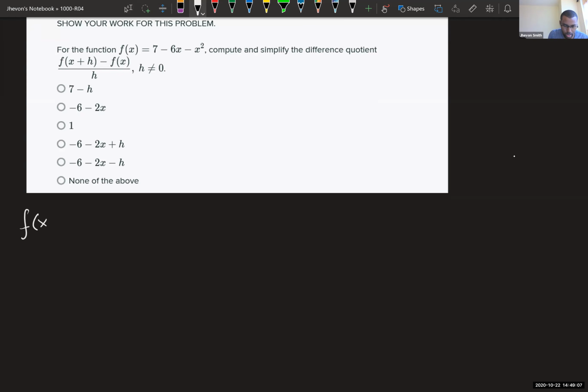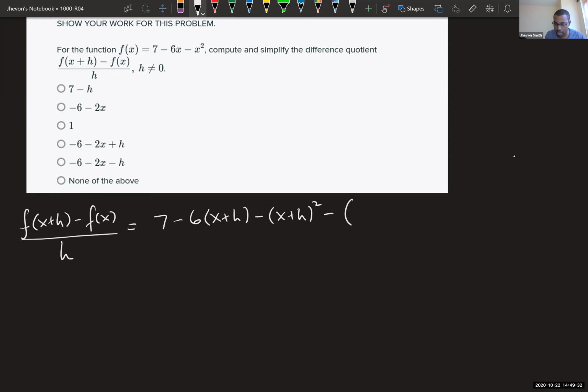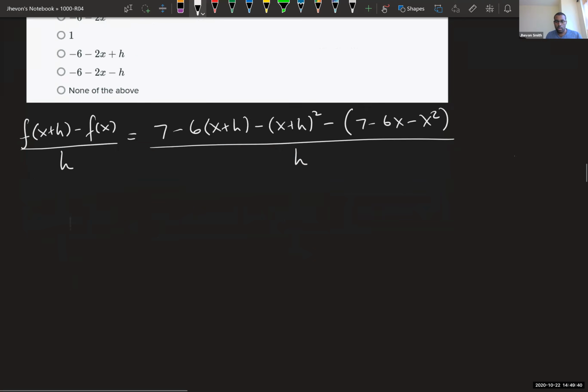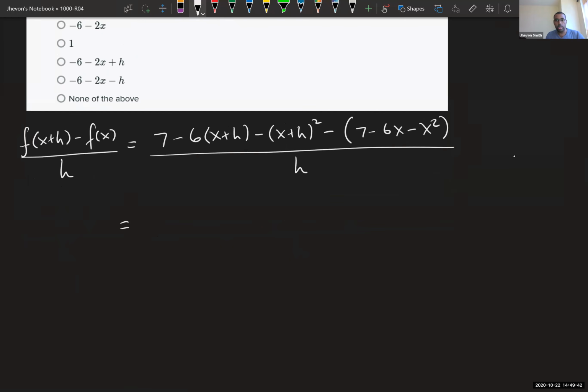We know that f of x plus h minus f of x all over h, what is that going to be? So f of x plus h just means I go to the original. Everywhere I see x, I replace it with parentheses x plus h. So this would be 7 minus 6 parentheses x plus h minus parentheses x plus h squared minus parentheses, often forgotten, but very important, all over h.